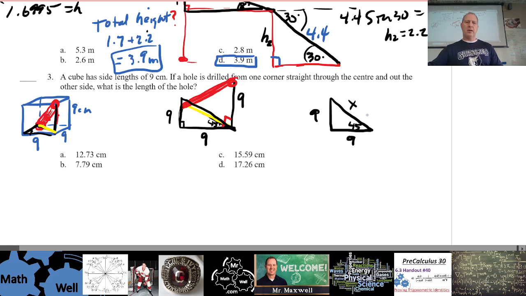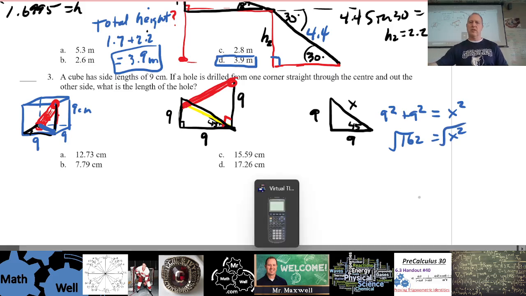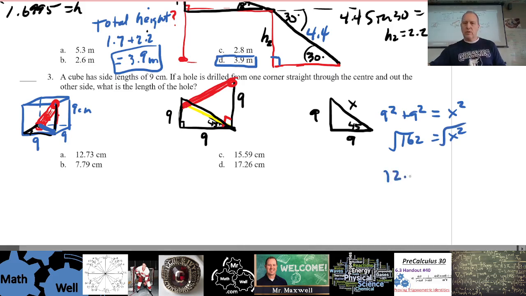Step number 1 is finding out what this length is right here. So 9 squared plus 9 squared equals x squared. That's 81 plus 81, so 162 equals x squared. Square root of 162 is, did anybody get that? 12.7279. 12.72 or 73, let's go. Awesome. So that's what this one is, 12.73. Everybody see that, the first step?